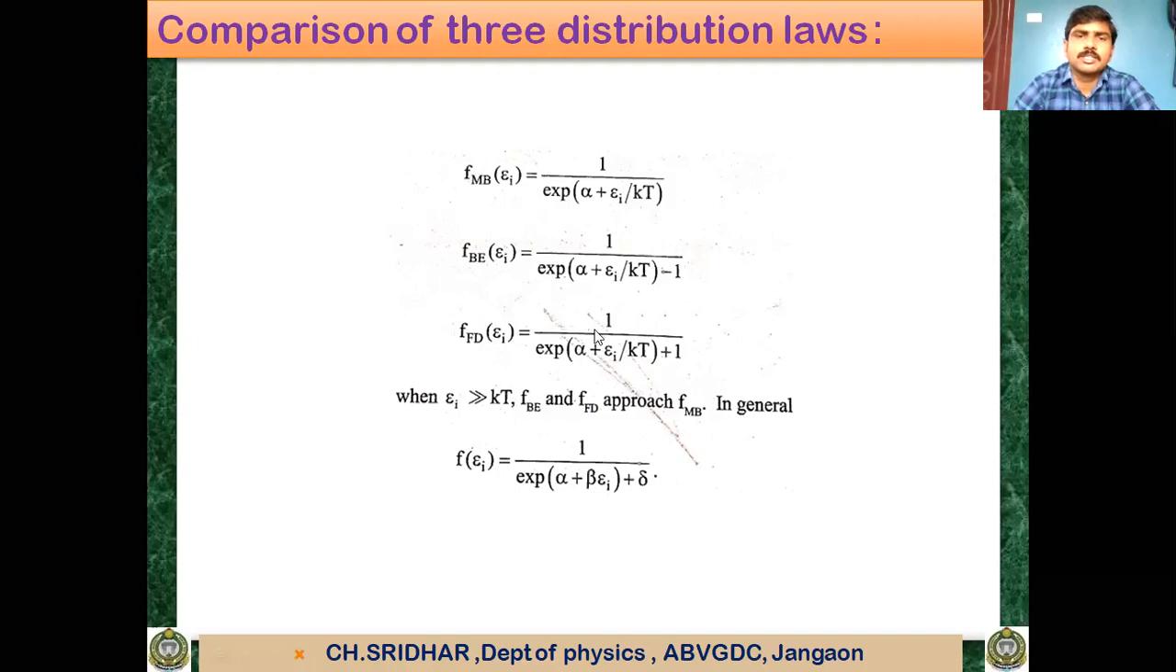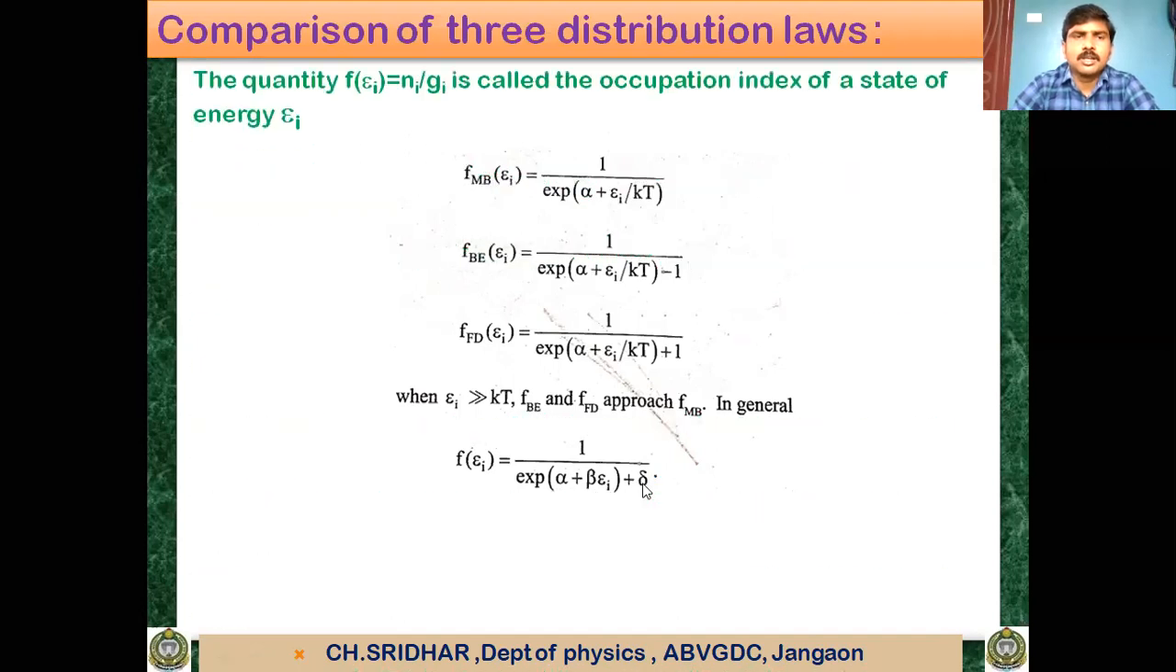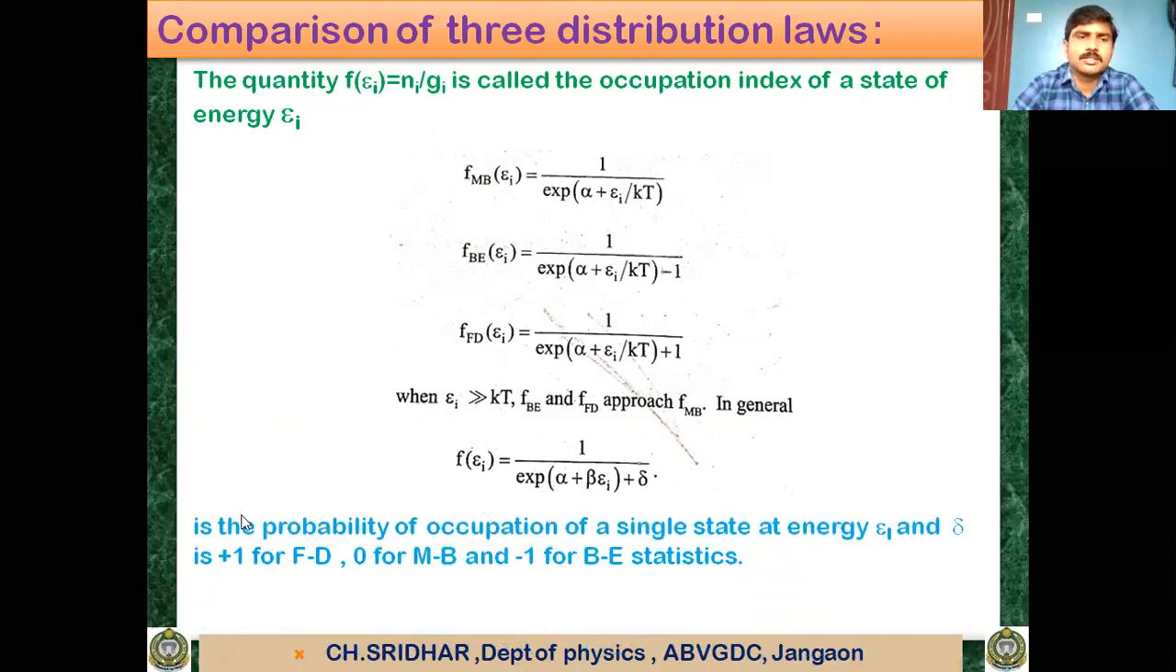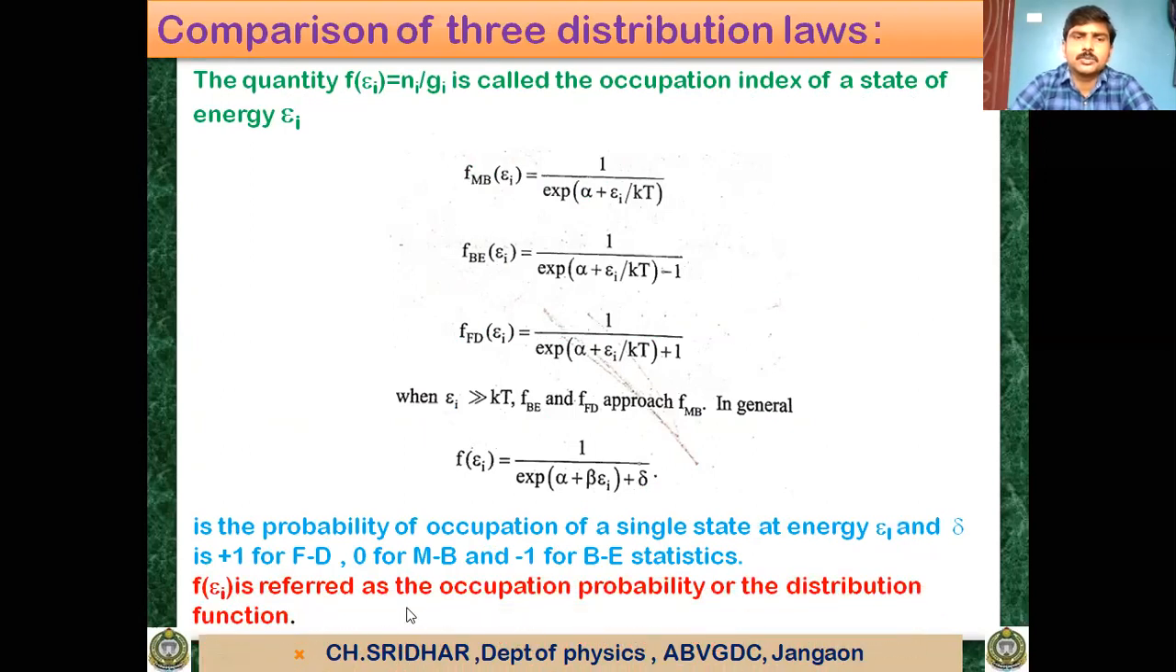So we can summarize all these by one equation: f of epsilon i is equal to 1 by exponential of alpha plus beta epsilon i, plus delta. The quantity f of epsilon i, which is n i by g i, is called the occupation index of a state of energy epsilon i, and this is the probability of occupation of a single state at energy epsilon i. Delta is equal to +1 for Fermi-Dirac, 0 for MB, and -1 for BE statistics. And f of epsilon i is referred to as the occupation probability or the distribution function.